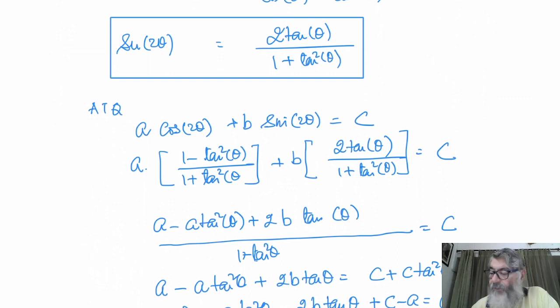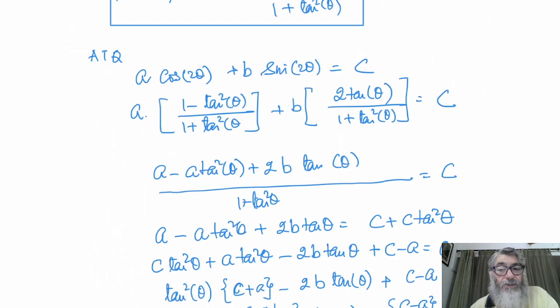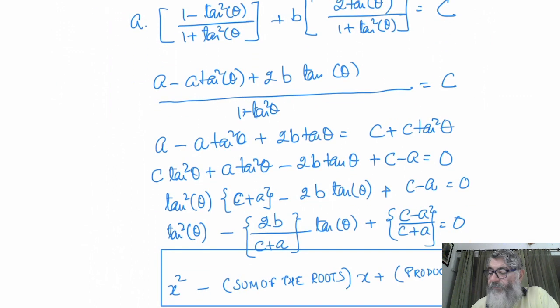Then we cross multiplied. We got a minus a tan square theta plus 2b tan theta is equal to c plus c tan square theta. We shifted every term to one side. We had to get c minus a, c plus a. Remember that. So accordingly we changed the signs, and then we divided the whole expression by c plus a, and clearly you can see I got a quadratic equation as tan square theta minus 2b upon c plus a tan theta plus c minus a upon c plus a.